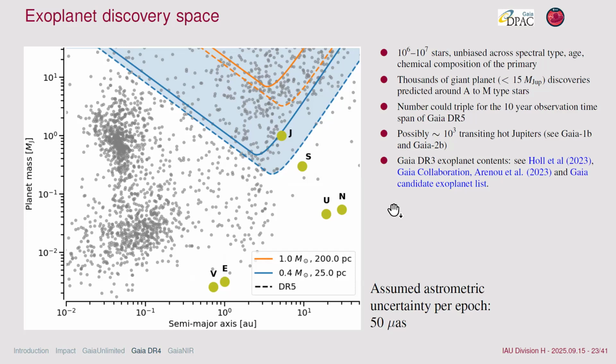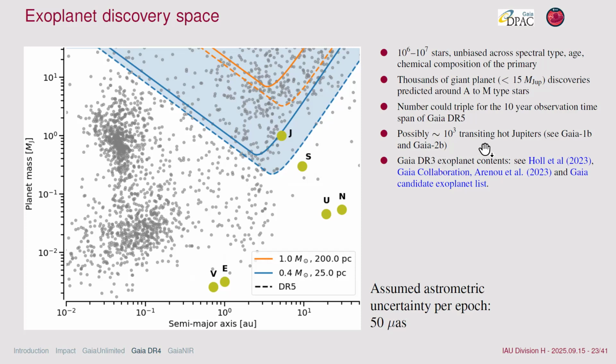But the point that I want to make here is that the exoplanet survey of Gaia is unprecedented. It will do a large survey, about 1 million to 10 million stars, but unbiased across spectral type, age, chemical composition, etc. It will simply look at everything in the neighborhood of the sun. And we expect thousands of giant planets to be uncovered below about 15 Jupiter masses. We cannot go much further than about 1 Jupiter mass. And again, this is around all spectral types from A to M. For a 10-year observation time baseline, this number could triple. So with DR5, you can expect even more.